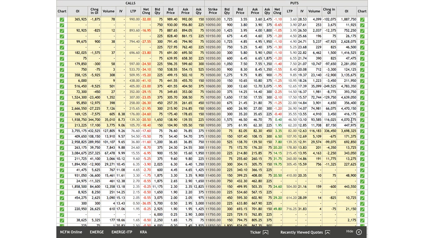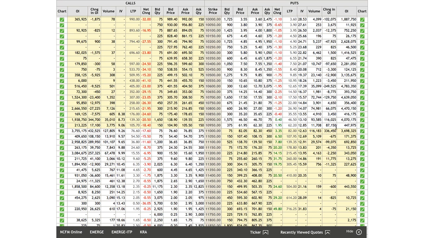So this gives us a range as to where the put writers are dominating and where the call writers are dominating, and this gives us a very nice range between support and resistance. Right now we know that the price action is likely to play out between 10,900 and 11,100, unless and until there is a very significant change in the open interest from either of the sides. So this gives us a good range.